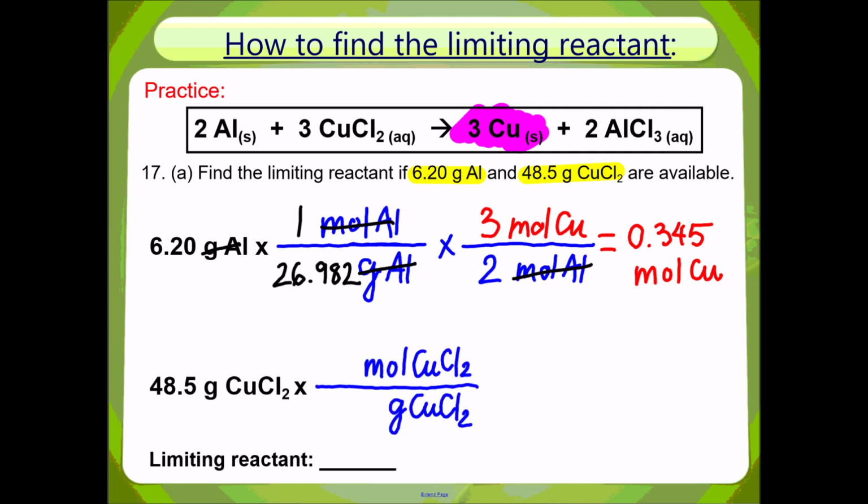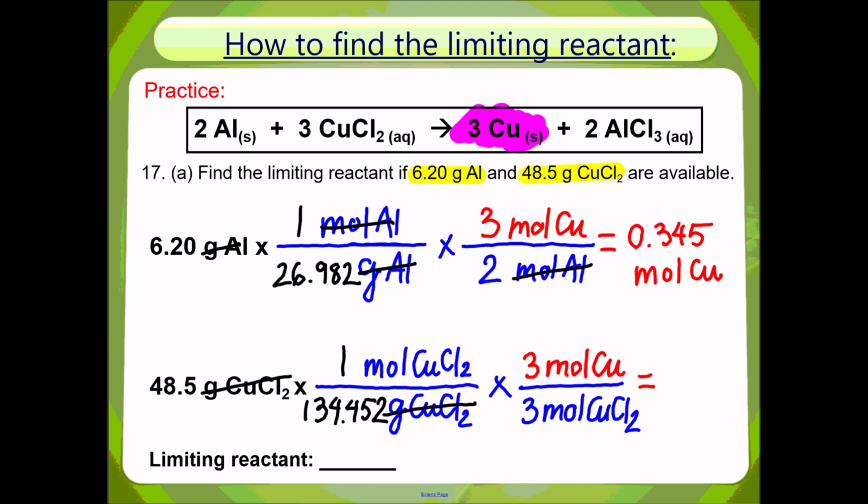Next, I will do the same for the given amount of copper 2 chloride, which is in grams. I need to get rid of grams copper 2 chloride by placing it on the bottom and get to moles of copper 2 chloride on top, just 134.452, which is the molar mass of copper 2 chloride. Step 1 is now complete.